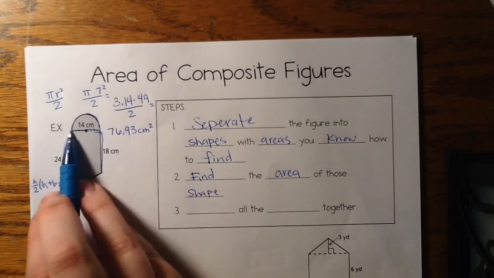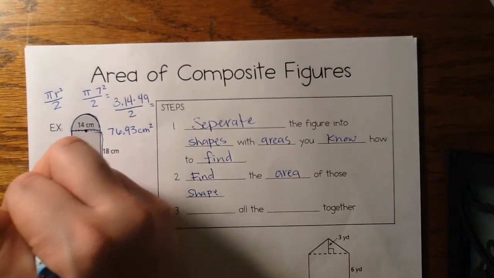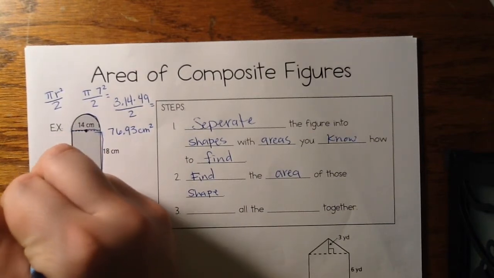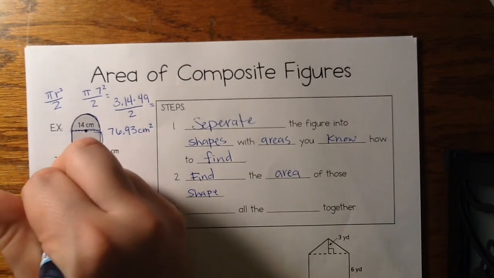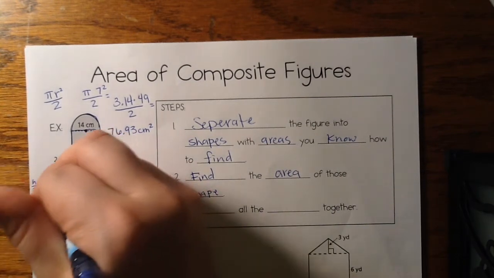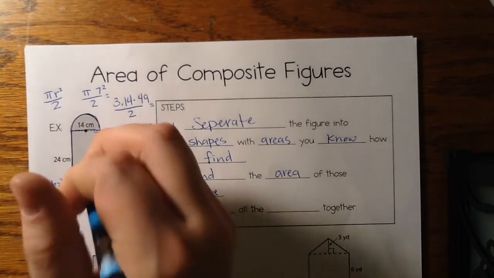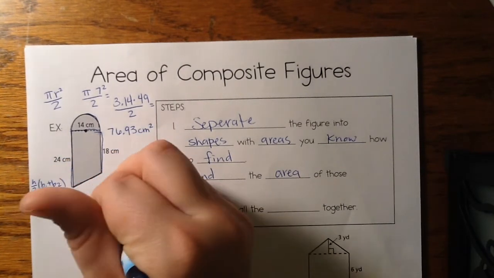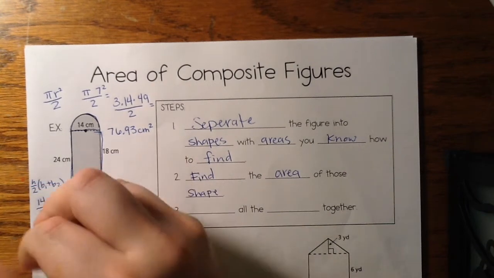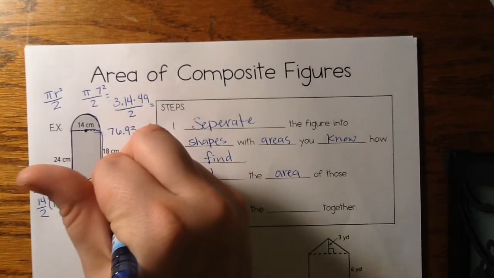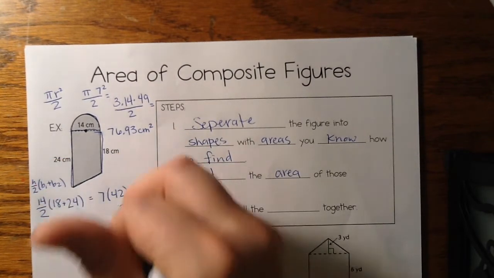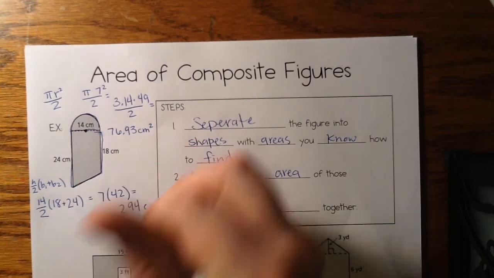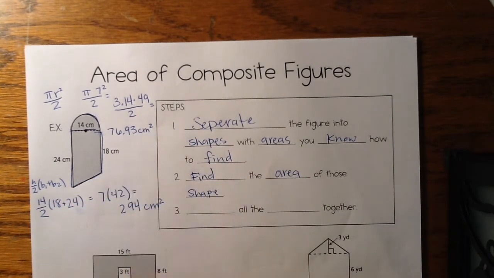Okay, let's do our trapezoid. We can see that our height is 14. So we put 14 over 2 times base 1, which is 18, plus base 2 is 24. So this gives us 7 times 42, which gives us 294 centimeters squared. We're finding area, so always remember to square your units. Okay, we're not done yet.